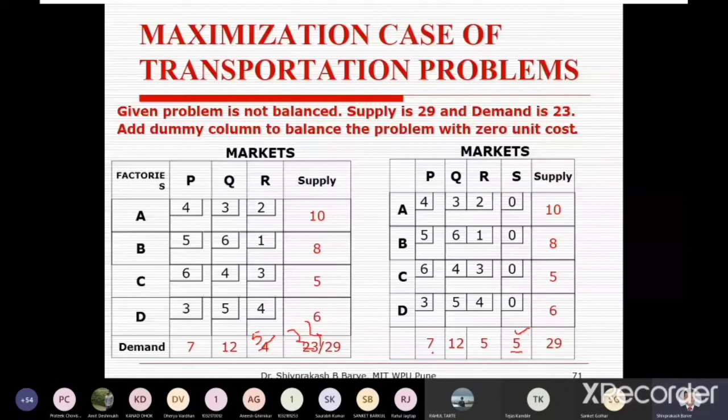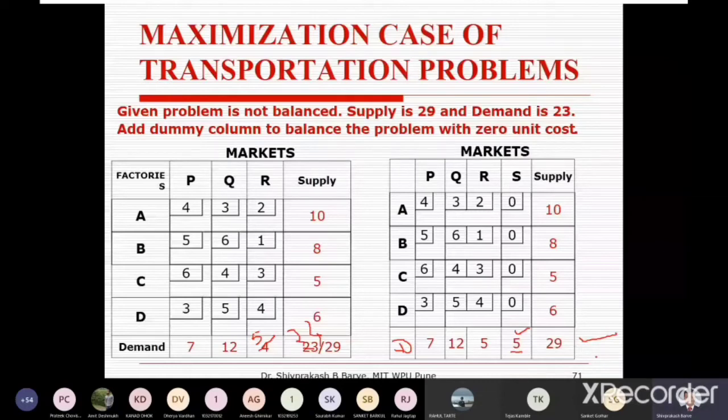now count these figures, it is 7 plus 12, it is 19 plus 10, 29. And here in the supply, 10 plus 8, 18 plus 11, 29. So here we have balanced this problem, and now this is supply, this is demand. So supply is 29 and demand is also 29. So this is a balanced problem.